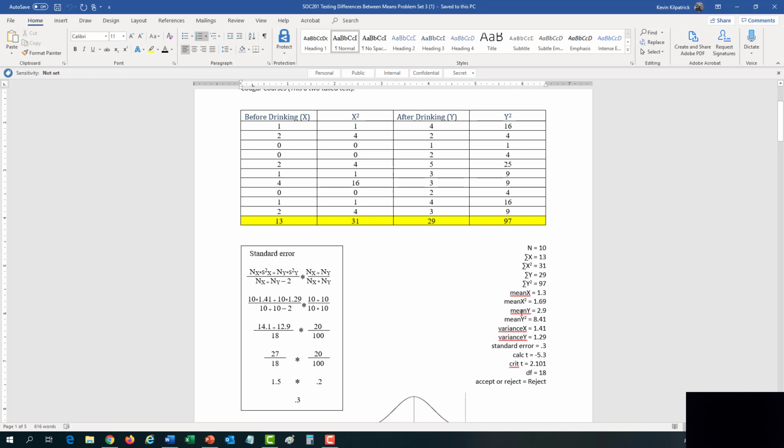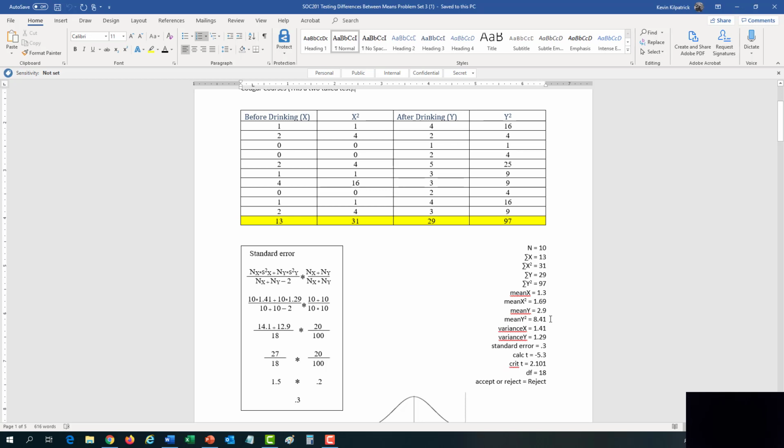Then for the mean of y, I take the sum of the original y column, 29, divide it by 10, and I get 2.9. And if I square that, or multiply 2.9 times 2.9, then I get 8.41.